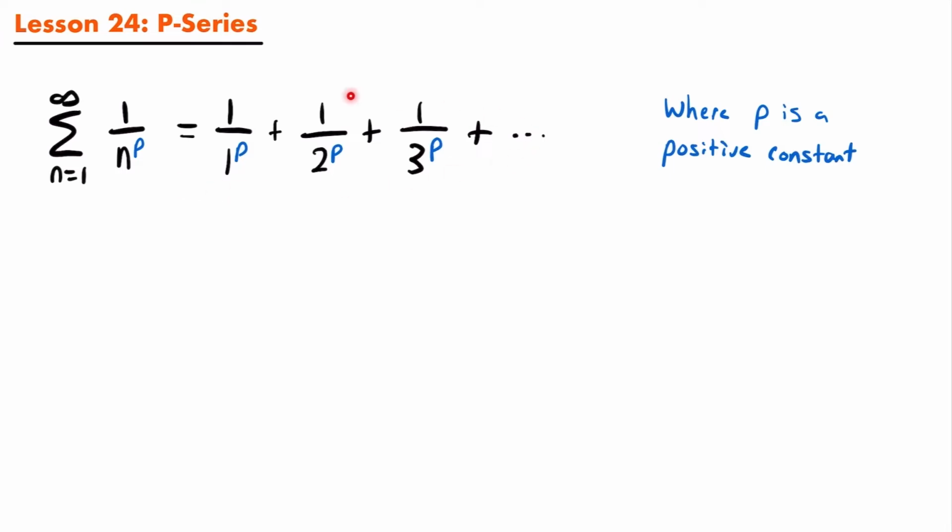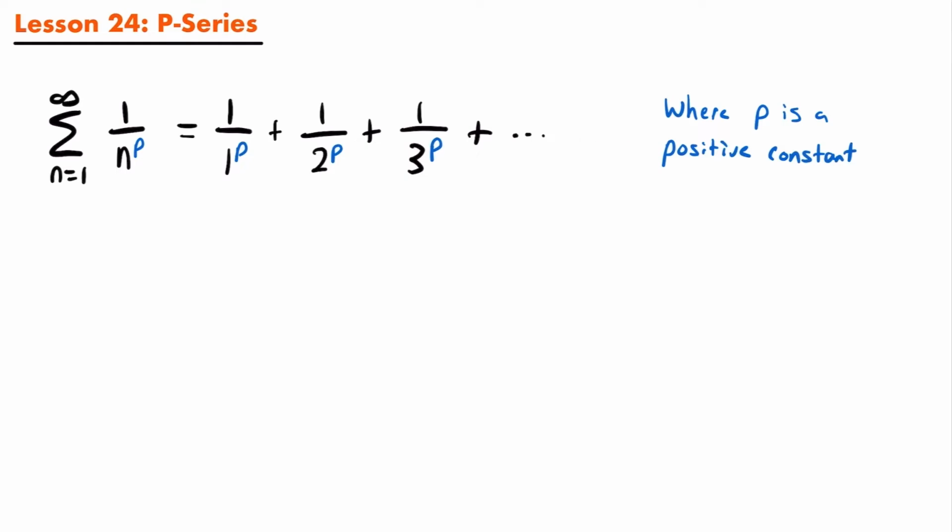And so here you can see what the first couple terms of a P-series would look like. You'll have 1 divided by 1 to the power of p, then the value of n will increase by 1, so then we'll have 1 divided by 2 to the power of p, and then the next term will be 1 divided by 3 to the power of p, and this would continue on forever.